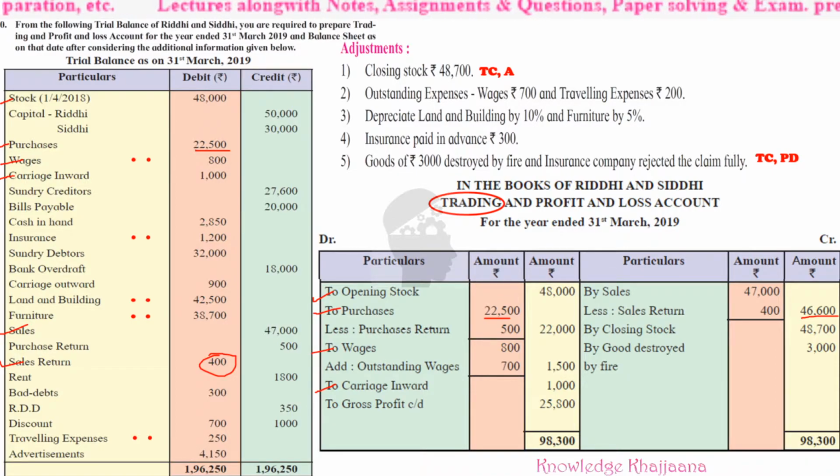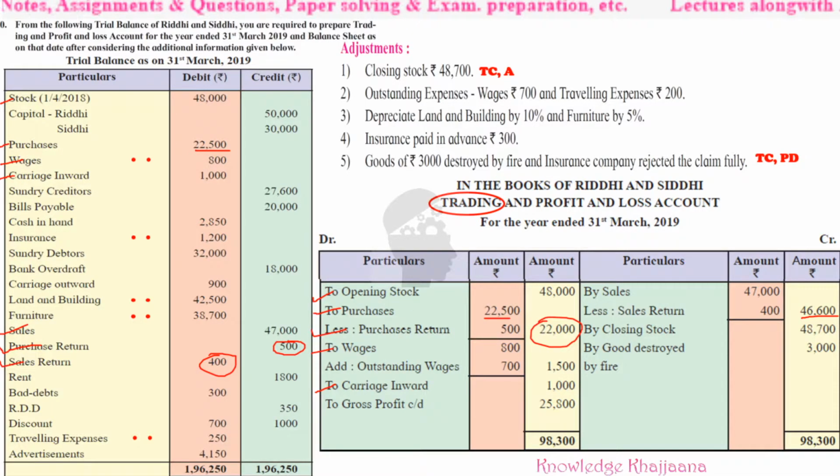See, purchase returns should be deducted from the purchases. So purchases less purchase returns amount to rupees 500. That we have to deduct from purchases. So the total amount of purchases is rupees 22,000.